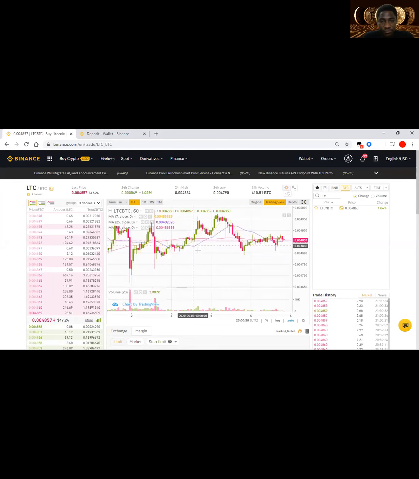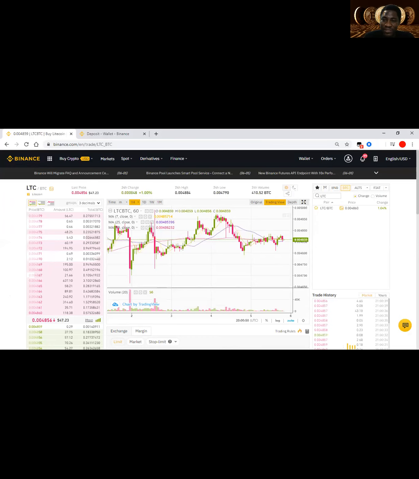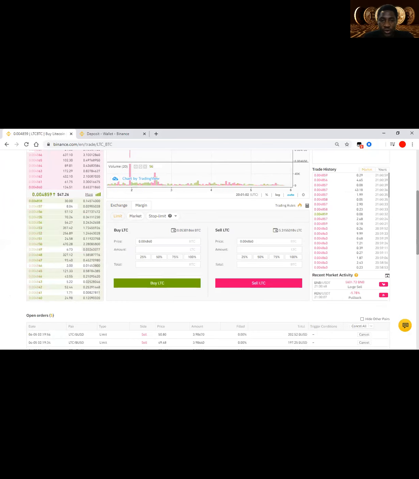So this is a TradingView chart. Let me maximize it. With this, I'm able to quickly pull out my drawings here and there to know the next high and all of that. All right, so let me not bug you with this right now, because this is not what we got this meeting for. Okay, so now I want to buy Litecoin with the Bitcoin that we have.